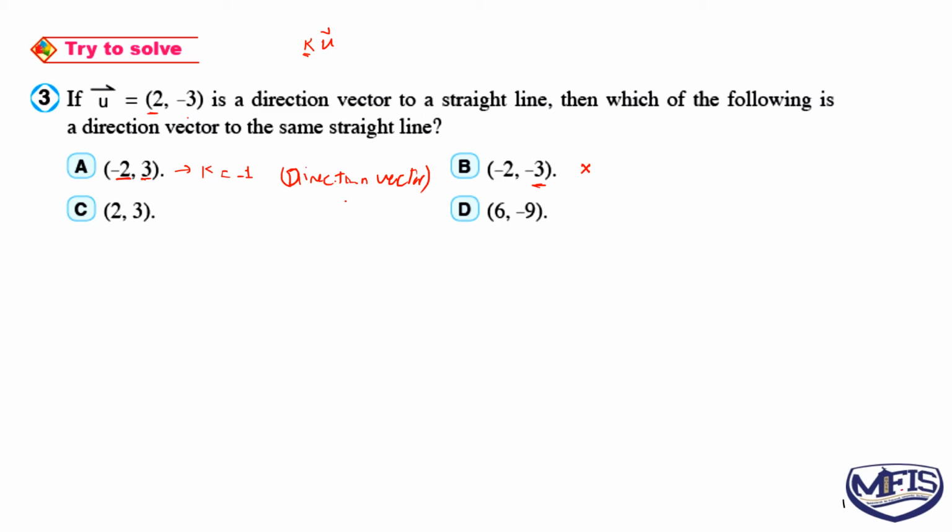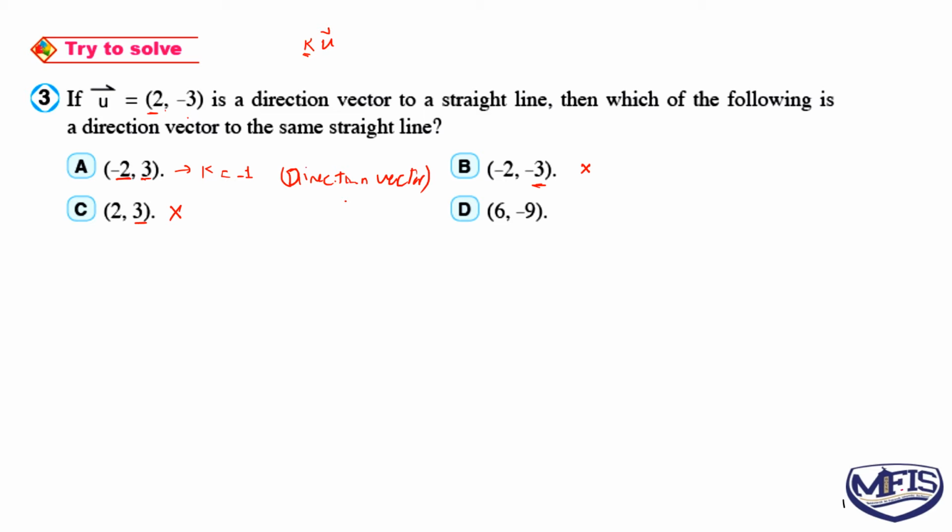The third one, letter C, (2, 3). If we multiply -3 by -1 to get 3, we must multiply 2 by the same scalar, which is -1. So it will be -2, not 2. So this doesn't represent a direction vector to the same straight line.